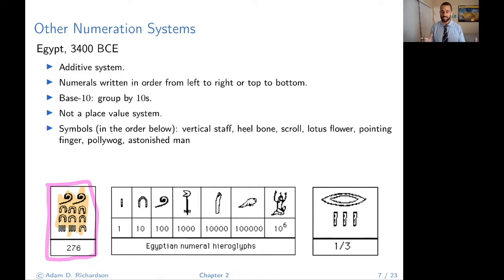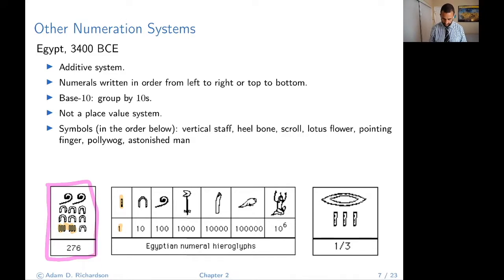And if you look at it, you can see how that makes sense, because look at the pieces, right? You've got 2 scrolls. Well, the scrolls represent the quantity 100. So there's 2 of those, that's 200. Then we've got 1, 2, 3, 4, 5, 6, 7 of those heel bones. But remember, a heel bone is 10. So that's 70. And then last but not least, you would have these 6 little vertical staffs for the number 1. And if you put all those near each other, that means you add them all together and you get 276.